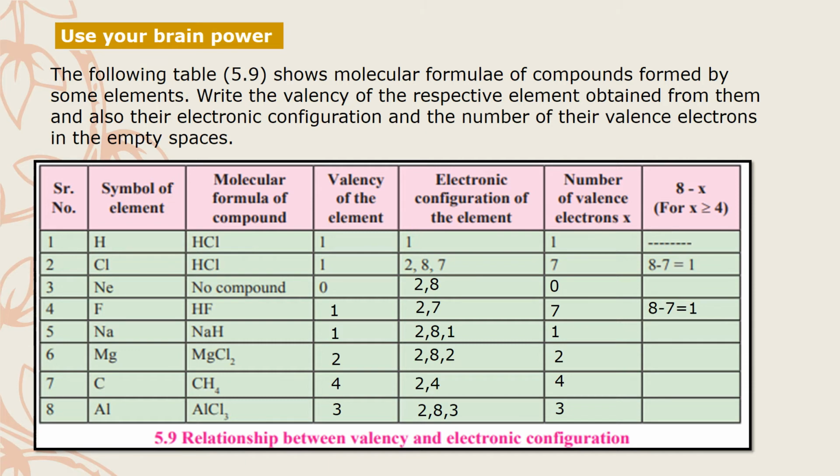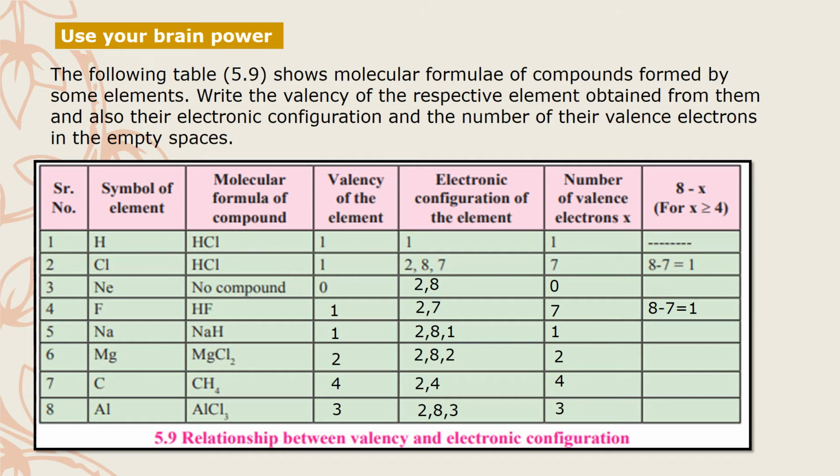So the molecular formula of the compound will be HCl. Valency of the element is 1. Now the electronic configuration of the element is 2, 8, 7. Number of valence electrons is 7. According to the formula, since that is greater than or equal to 4, it will be 8 minus 7, which is equal to 1. So we can find the valency for chlorine, that is 1 only.